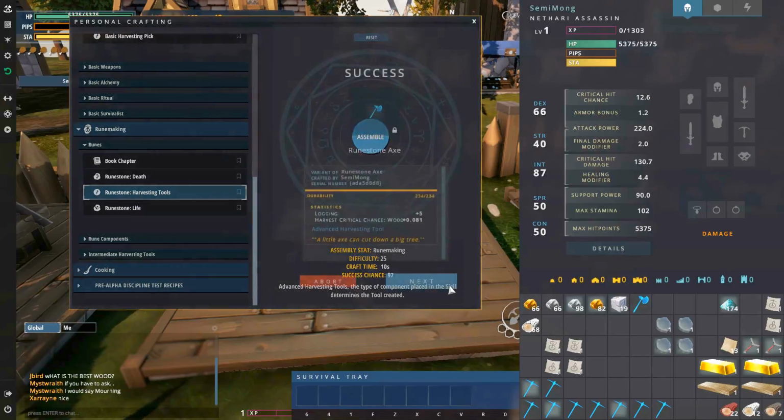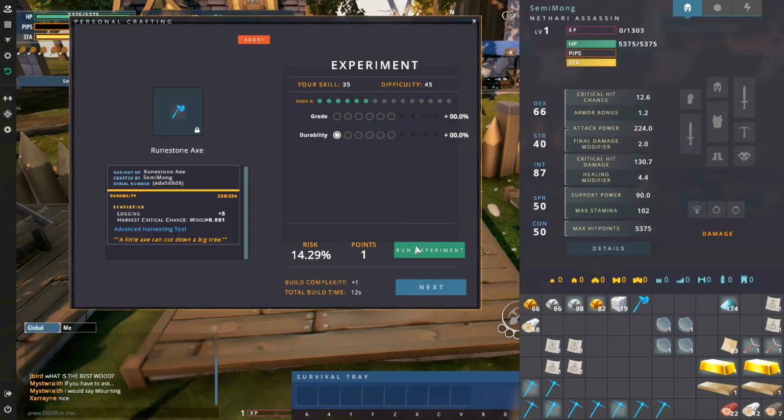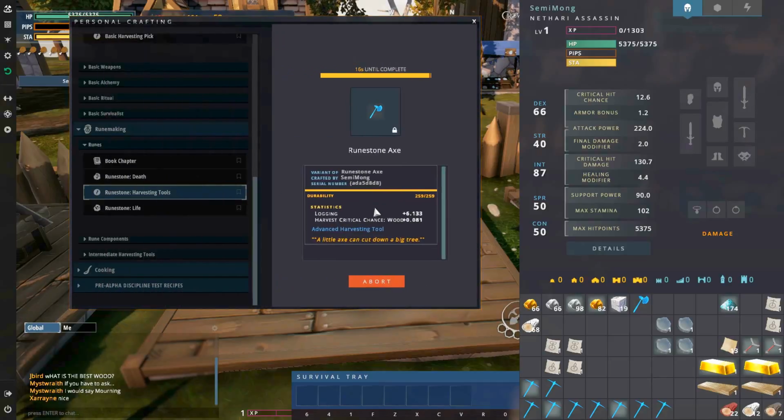Let's chuck in another one. Let's just go for the durability. I should never have gone for grade. Why did I fool myself? We've got a max of 23%. 259 durability. Eh, is all I can really say to that.